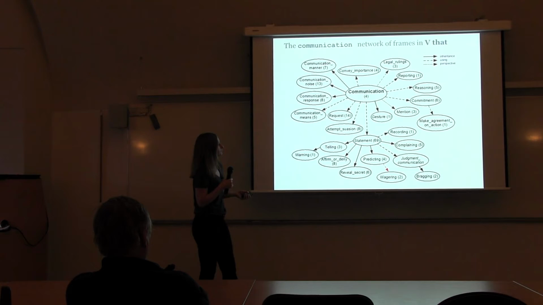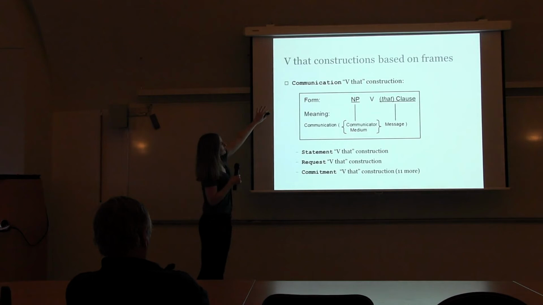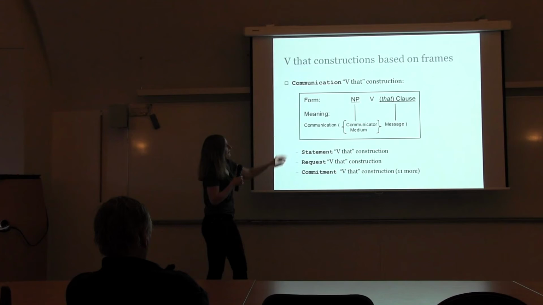So from this, we can also have a statement via that construction. And we might say that other frames also warrant their own construction. So the request via that construction and the commitment via that construction. So what we start to build from this is an overarching construction and then constructions at a lower level of the hierarchy. And we pull information of the grammar pattern, although grammar patterns don't talk about the subject, so we've added that, and then map them on to meaning that's directly from FrameNet.